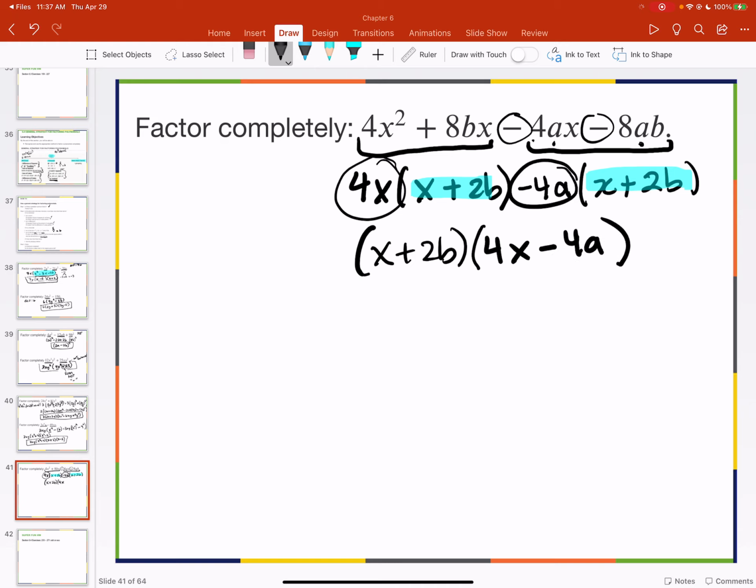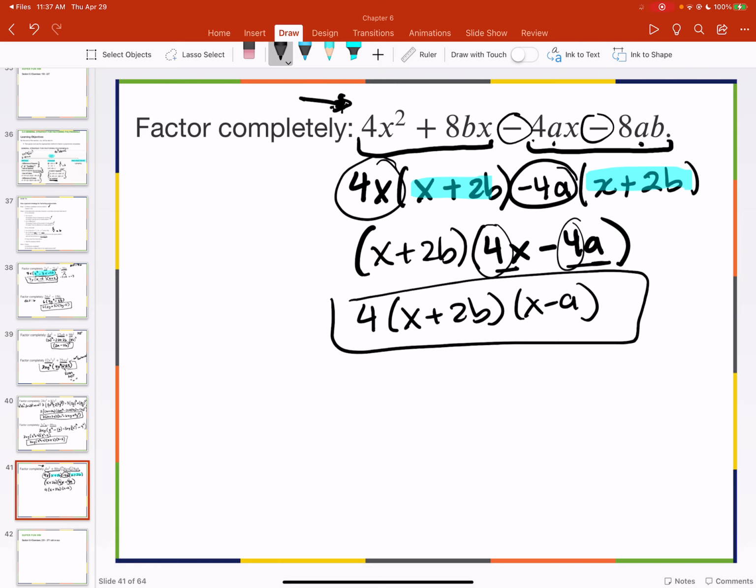Oh, but see here, there's another GCF right here. That has a GCF of 4. We probably should have taken it out way back here. See what happens if you miss that step: you will see the GCF again, and then you can pull it out. So here I can factor out a 4 and write that in front: 4, x plus 2b, and then x minus a. And there you go. That's it for this section.